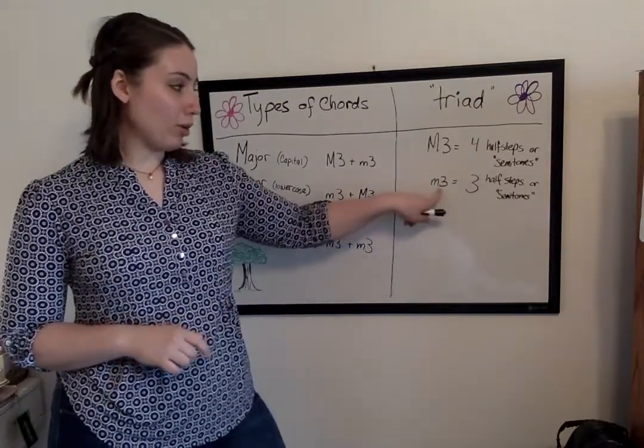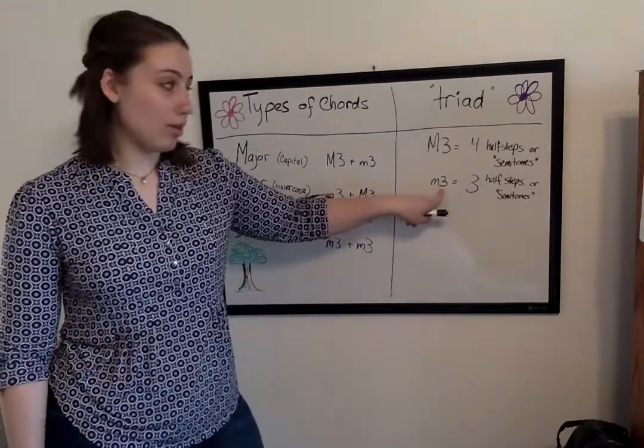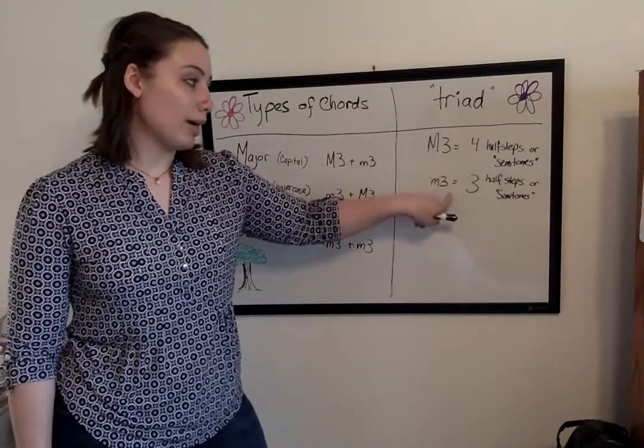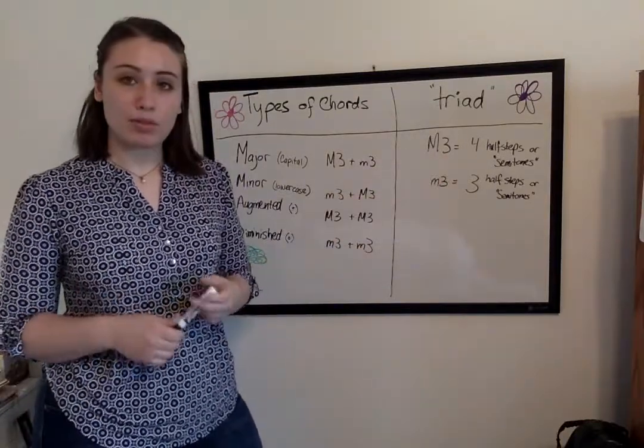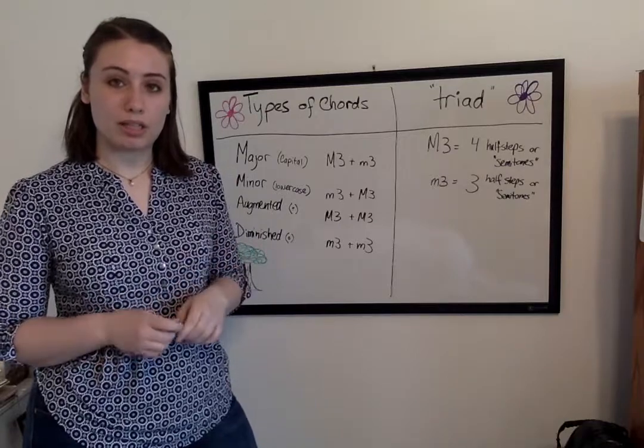But for minor third, we use a lowercase m to say minor third. So major third, minor third. That's a big difference to be able to know. It's a big thing to be able to see that difference.